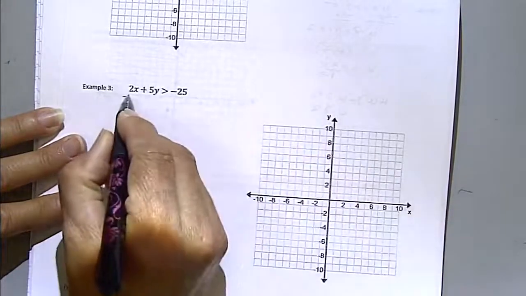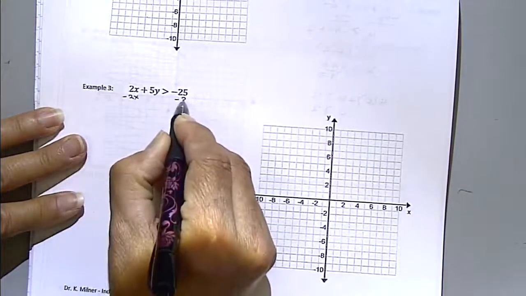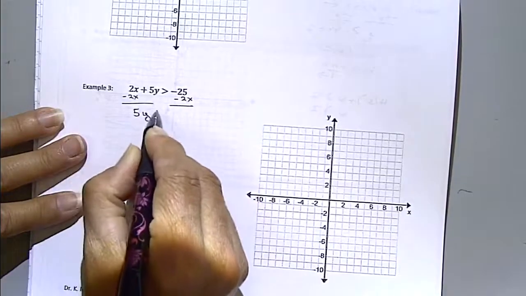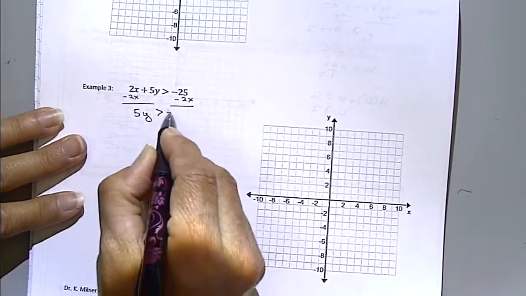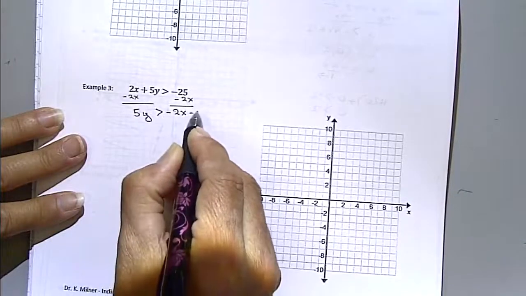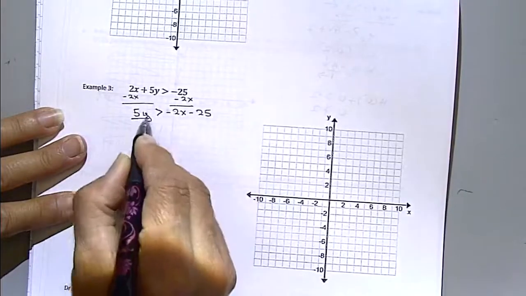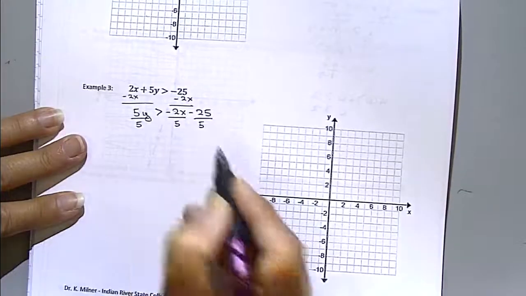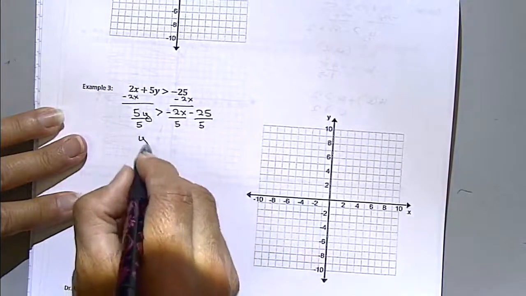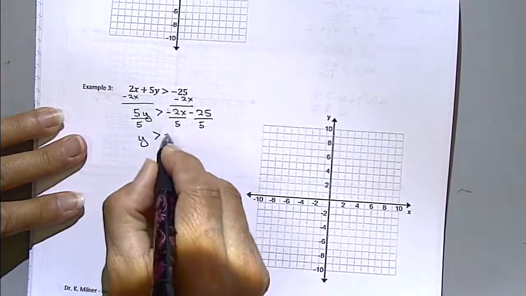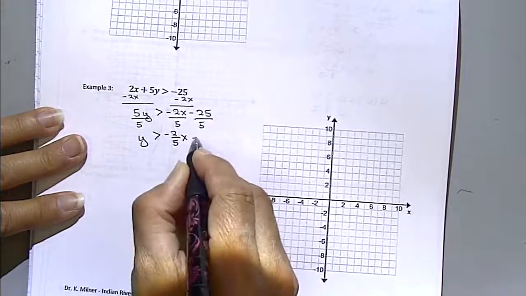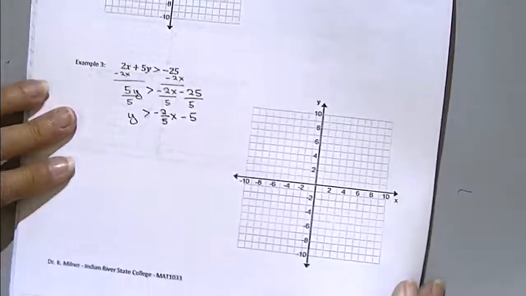I'm going to say subtract 2x from both sides, and I'm going to say 5y is greater than, well, I need the x next, so it's a negative 2x minus 25. Now, I divide everything by 5. Well, there's 3 different terms, so I'm going to divide all 3 of them. And this comes out to be y is greater than, whoops, it's a fraction. We don't care if a slope is a fraction, do we? In fact, we're happy with that.